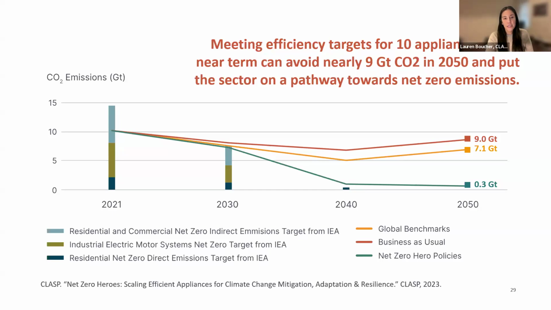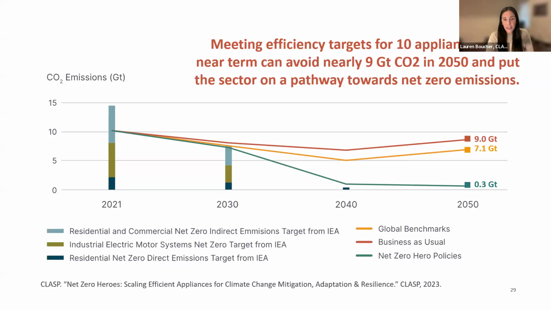The red line shows what would happen under business as usual. So that is, basically, existing policies. The orange line shows existing global benchmarks. Those represent really the best MEPS policies that are in place today for appliances and equipment. And then the teal line shows our net zero hero scenario. This is a scenario where we introduced specific targets for 10 appliances and equipment that would get the sector on a path toward net zero.